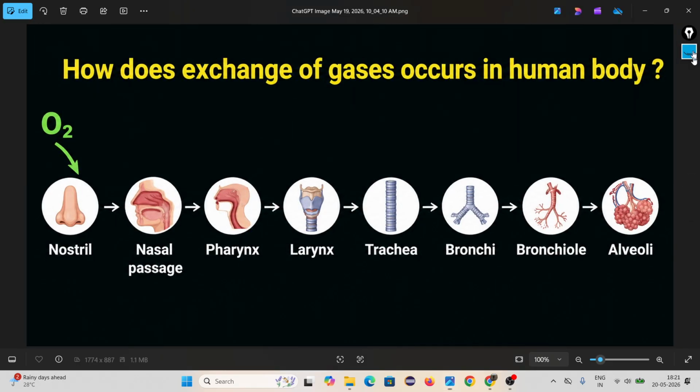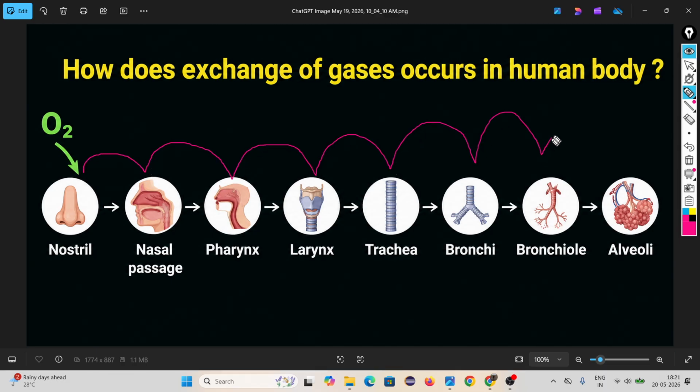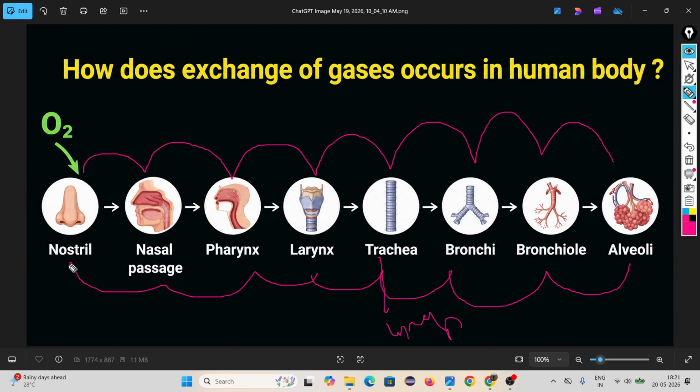Then how does exchange of gas occur in the human body? Oxygen comes in by the inhalation process from the nostril to the nasal passage to the pharynx to the larynx to the trachea to the bronchi to the bronchioles to the alveoli. Then carbon dioxide comes from the alveoli to the bronchioles to the bronchi, trachea. Trachea is also called a windpipe. Then larynx, then pharynx, then nasal cavity, then nostril, then through the nostril it goes outside the body. This is the path of carbon dioxide.